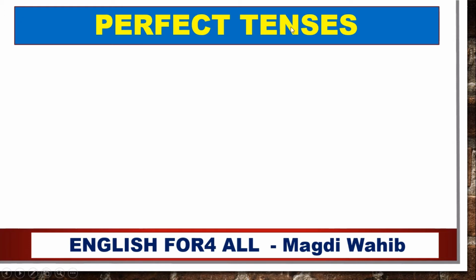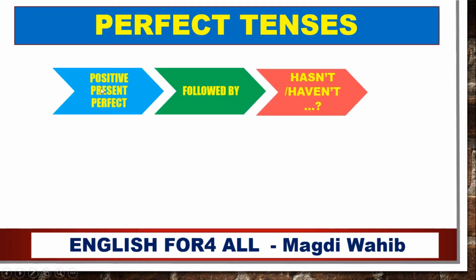Let's see the perfect tenses with the question tags. Perfect tenses actually, let's start with positive present perfect. The statement is in the present perfect tense and it is positive. It will be followed by hasn't or haven't, and it depends upon the subject of the sentence, whether it is singular or plural. Let's have an example.